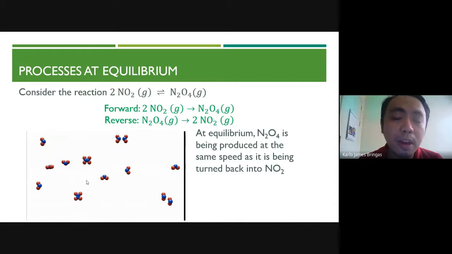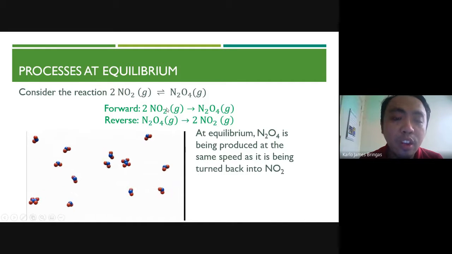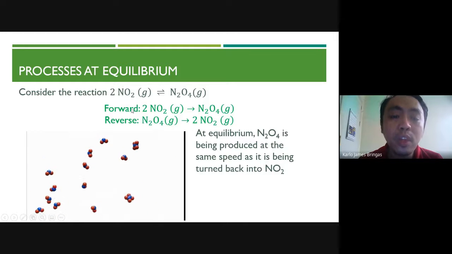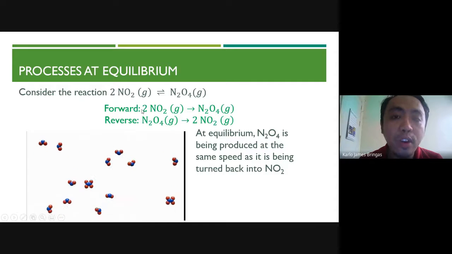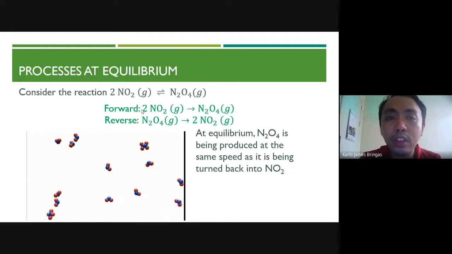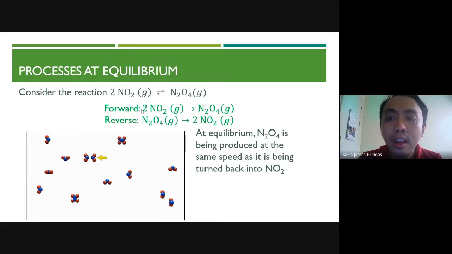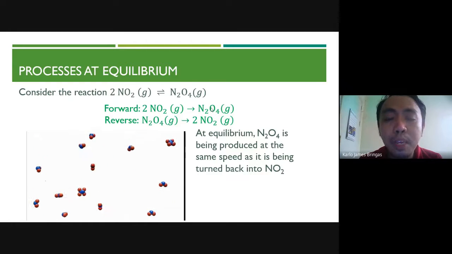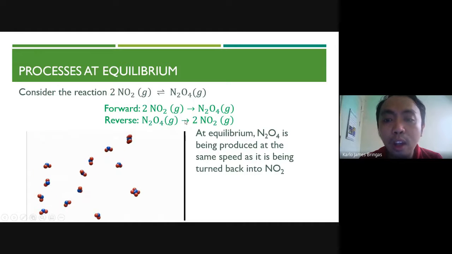So in reversible processes, the forward reaction and the reverse reaction are occurring at the same time. It might be that at the start, the forward reaction is happening faster than the reverse. However, there will come a time when the forward reaction slows down and the reverse reaction speeds up, so that at a certain point, which we call the equilibrium, the N2O4 produced by the forward reaction is being consumed at the same speed as it is broken down into the 2NO2.